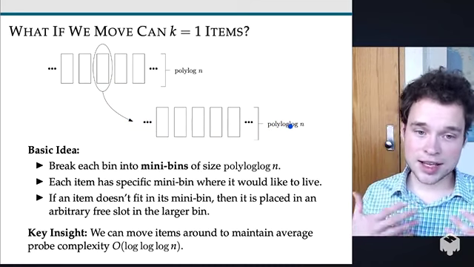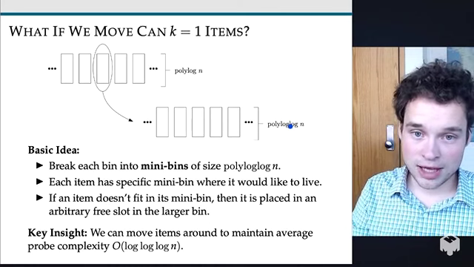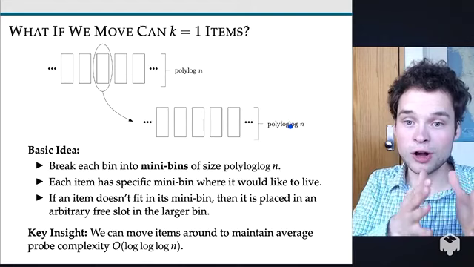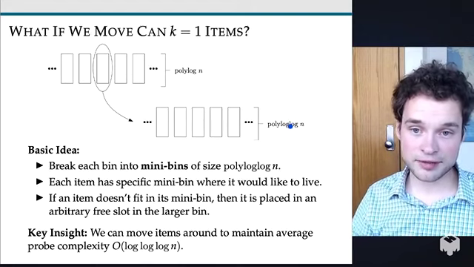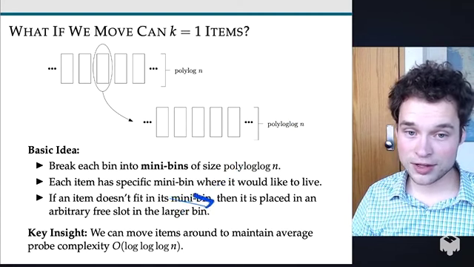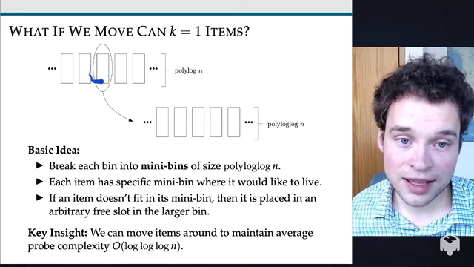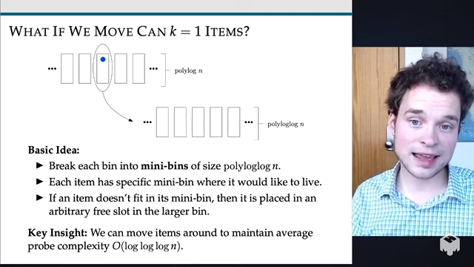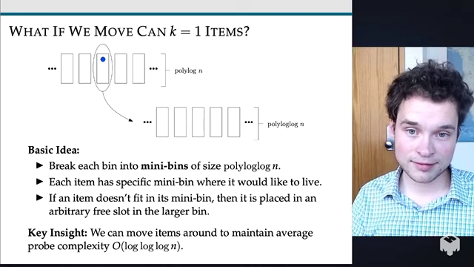Each item has some mini bin where it would really like to go. If it can go in that mini bin, then its probe complexity is going to be order log log log n. But a small fraction of items don't get to go into the mini bin that they want. Those items instead pick some arbitrary free slot in the larger bin that contains the mini bin. In that case, the item's probe complexity is log log n.